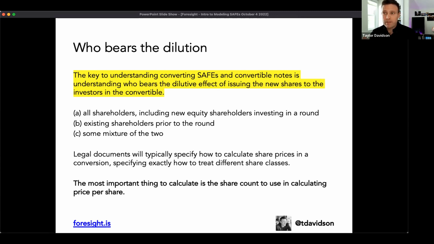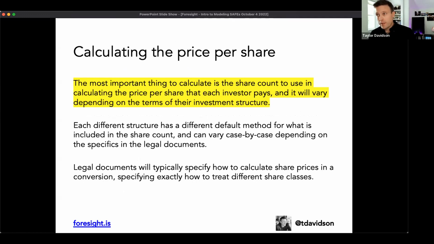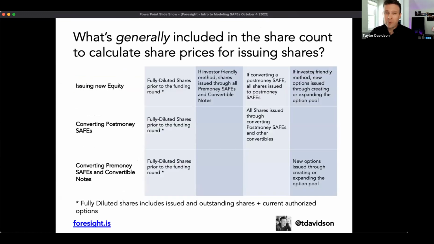And the legal documents will specify exactly how to calculate the share price and how to use the number of shares in calculating it. And that's the thing that's going to determine who bears the dilution. So the most important thing to understand is how to calculate the share count, to calculate the share price. Every structure has a different default method for what's included in the share count, but it can vary case by case depending upon the documents. I always say that you really have to read the documents to know exactly how it's calculated. So here's a general overview of what's generally included in how you calculate the share prices.